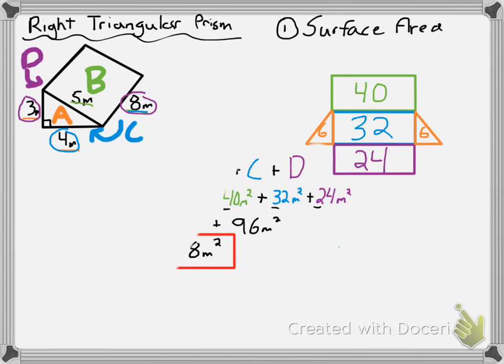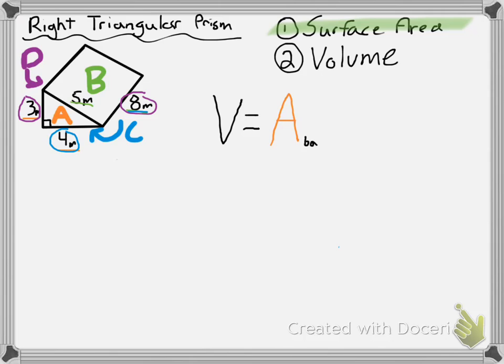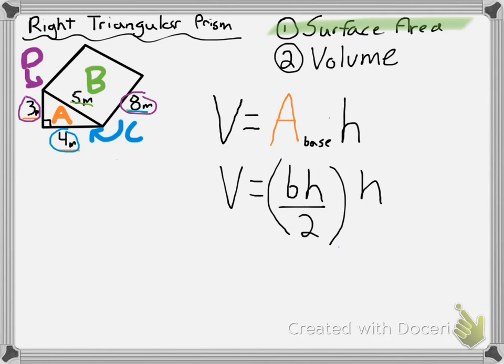The second problem we can do this way is calculate volume. So remember, volume is area of our base, which in this case is our triangle, times our height. We can further break that formula down into our triangular area formula, which is base times height divided by 2 times the height of our prism.